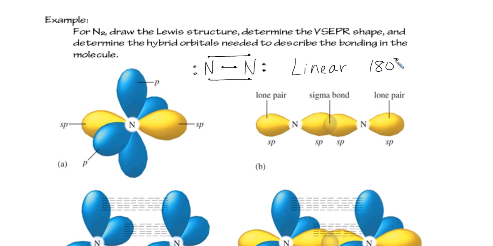Okay, so we got the VSEPR shape. We threw in the bond angle. This would be a non-polar bond because I have the same atom sharing electrons, so it's not like there's going to be a partial positive or partial negative.